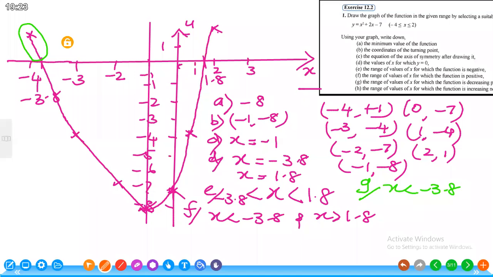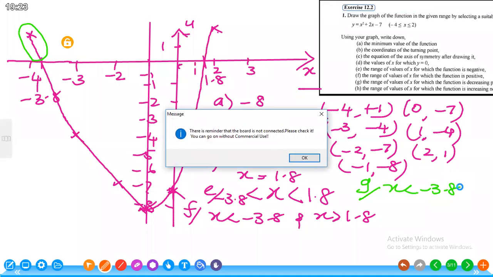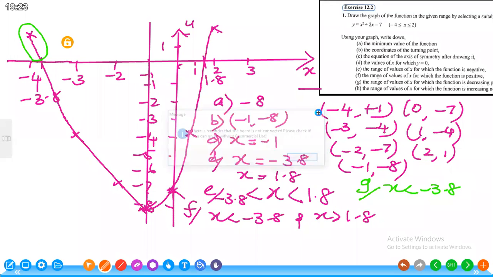Another one, H part, the range of values of x for which the function is increasing negatively. Increasing means the opposite of decreasing. The increasing part is this part. So increasing negatively is this part only.